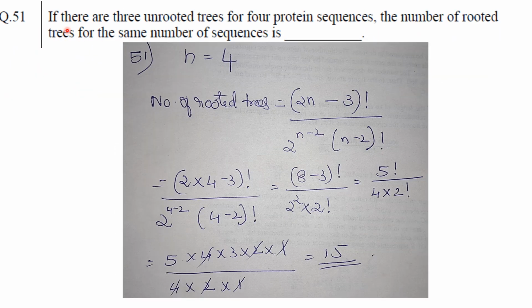Then next one. If there are 3 unrooted trees for 4 protein sequences, what is the number of rooted trees for the same number of sequences? So here the number of rooted trees is given by this formula: (2n minus 3) factorial by 2 raised to (n minus 2) into (n minus 2) factorial, where n is the number of protein sequences. Here it is 4. So substitute the values and you will get 15.